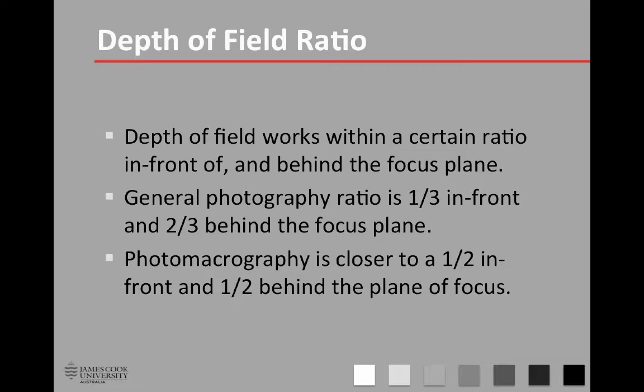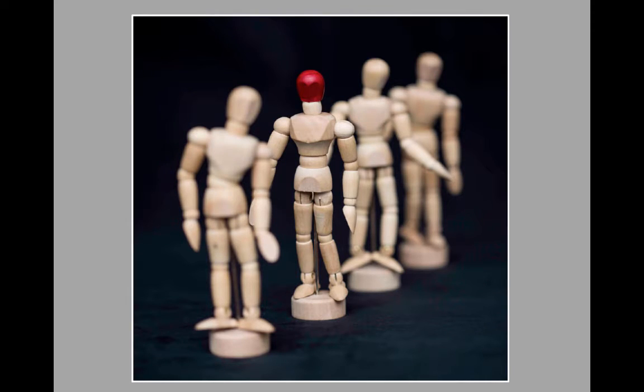So let's look at a few facts about depth of field and examine methods on how we can measure or determine the actual depth of field our camera can produce. In general or gross photography, depth of field works in a ratio of 1/3 in front of the focus plane and 2/3 behind. In close-up or macro photography, the ratio is closer to 50-50. However, in most applications, depth of field works in this 1/3 to 2/3 ratio.